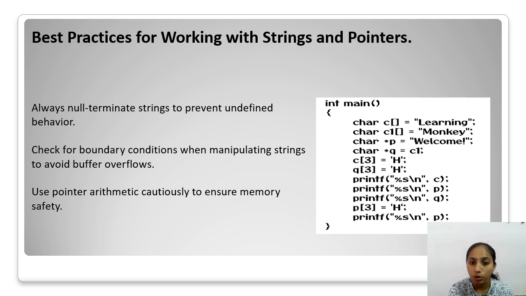In this program, we can see that int main is used and then character C learning, and then character C1 is a monkey, and character pointer P is welcome, and then another character pointer Q is C1, and then C with the array 3 equal to h, and Q with the array 3 is equal to h. Print the C character and the P character and the Q character, and then finally print the array 3 h, and printf of percentage s with a backslash n, and here it prints the P.